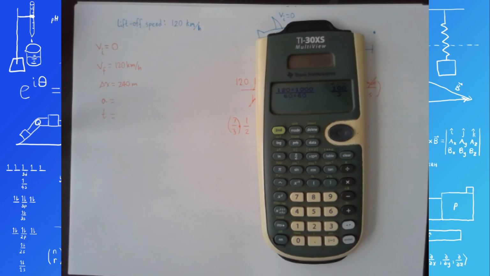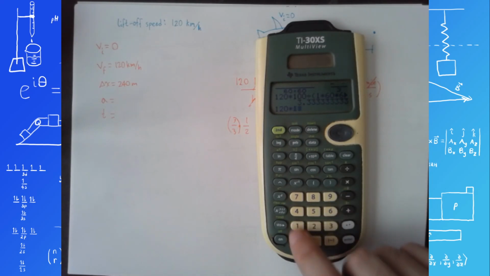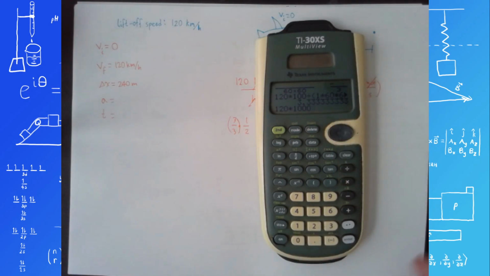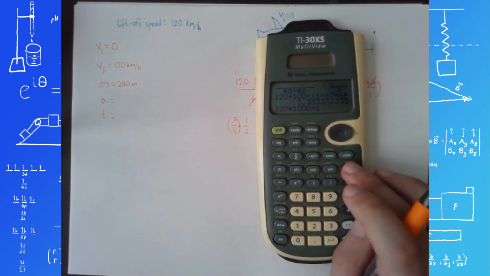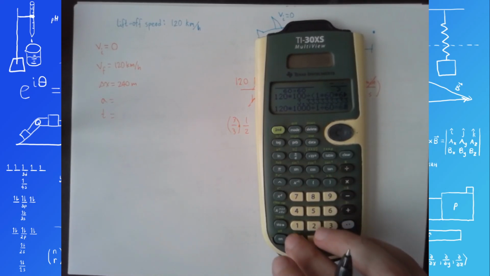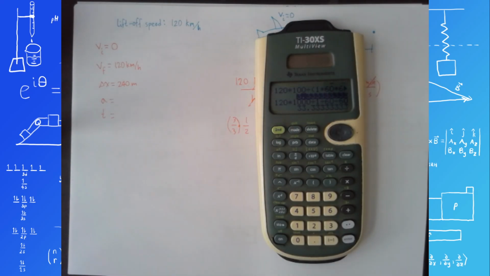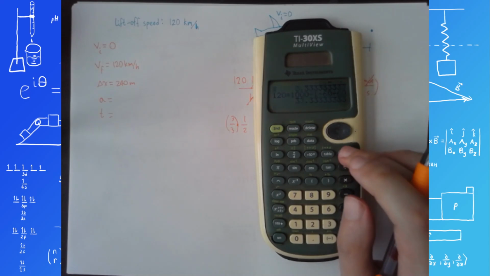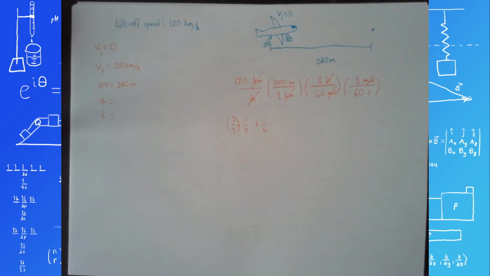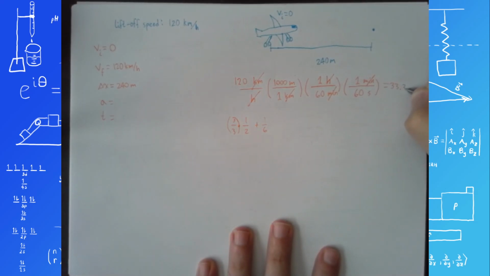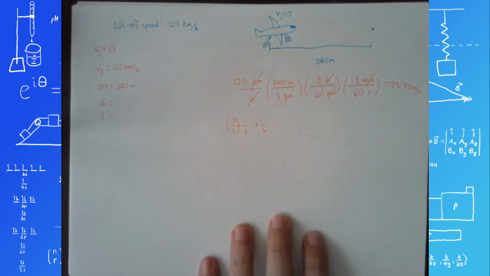Otherwise, what I would do is just use parentheses. 120 times 1,000 divided by parentheses 1 times 60 times 60. Or if you don't want to use parentheses, you can also just do 120 times 100 or times 1,000. Wait, did I do times 100 there? I did. Okay, I'll fix that in a minute. 120 times 1,000, and then just divide by 1, divide by 60, and divide by 60 again. Yeah, 33.33. That's what I should have gotten up here, but I was off by a 0. 33.33 meters per second after rounding.